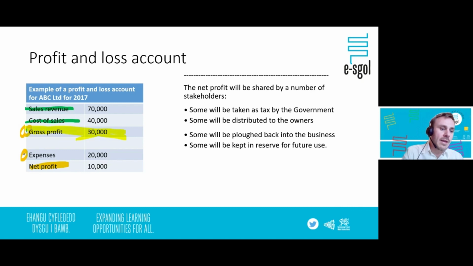So what happens with that net profit? And it's something that's often overlooked. Some of it is given to the tax. Some of it will be distributed to its owners, whether it's a group of shareholders in a PLC or private limited company, or whether it's a sole trader or partnership. Some of it will simply be ploughed back into the business. And others might be kept in reserve just in case there's any unforeseen circumstance, or if they're saving for investing in a new piece of machinery.